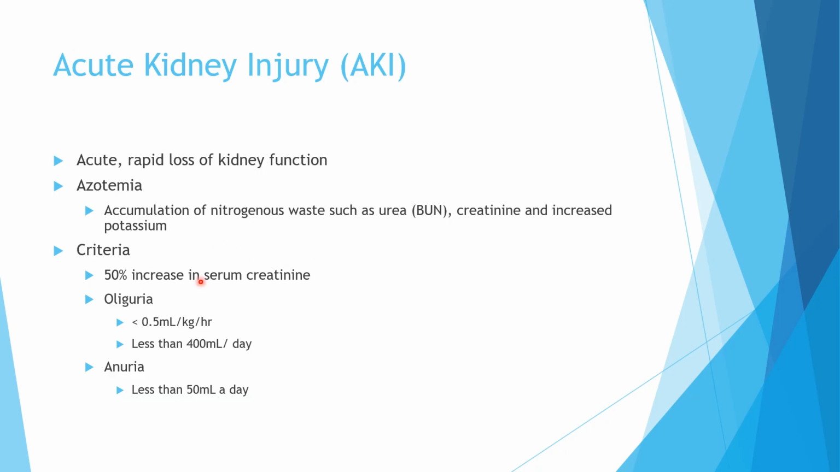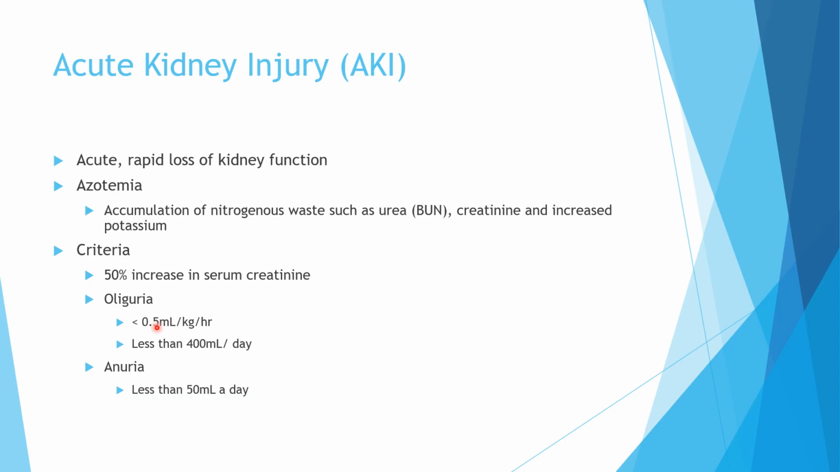Criteria is at least an increase of 50% from our baseline serum creatinine. So this is why it's important we're looking at our patients' labs, if possible, to look at labs from previous visits, especially if we can get their primary care lab work to see where they are. So if they're at a 0.6 usually, even 50% would be a 0.9, or if they're at a 1 usually, and now they're at a 1.5.